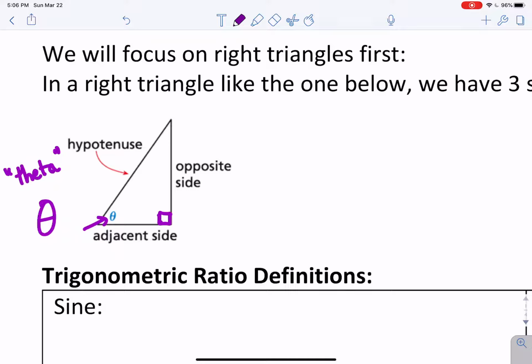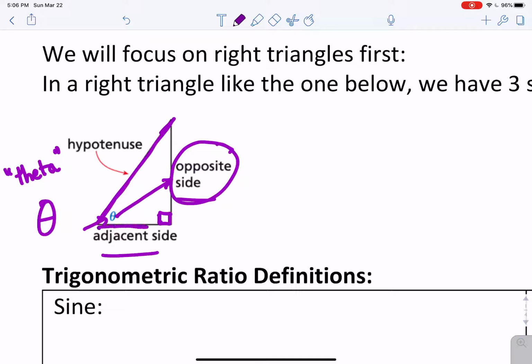So the side that's opposite the 90-degree angle, the longest side, that's the hypotenuse. But then we have 2 other sides, and these are the legs of the triangle. But to figure out which leg is which, we label them based on the angle. So if I look at the angle and I go across from it, so the opposite side, that's the opposite side.